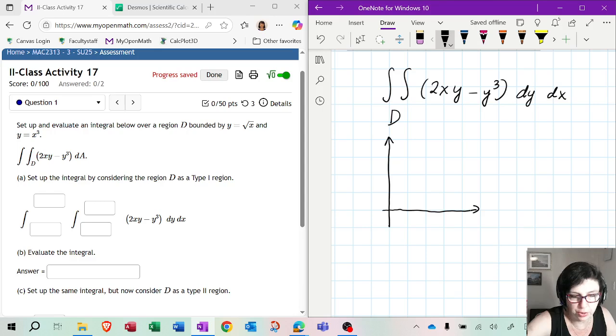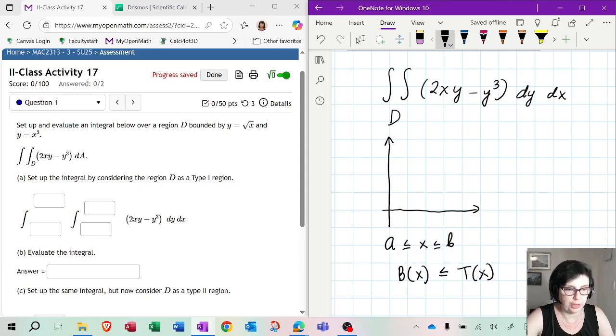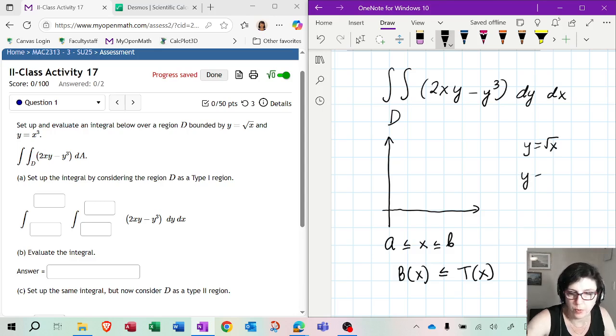So over a certain interval, let's say from a to b, the bottom function, we'll just call it b of x to make it easier, is less than or equal to the top function for every x on that interval. Now for us here, we've got y equals square root of x, and y equals x cubed. They are not telling us the limits. So in order to figure out the limits, you need to set these two equal to each other. You need to figure out where square root of x equals x cubed.